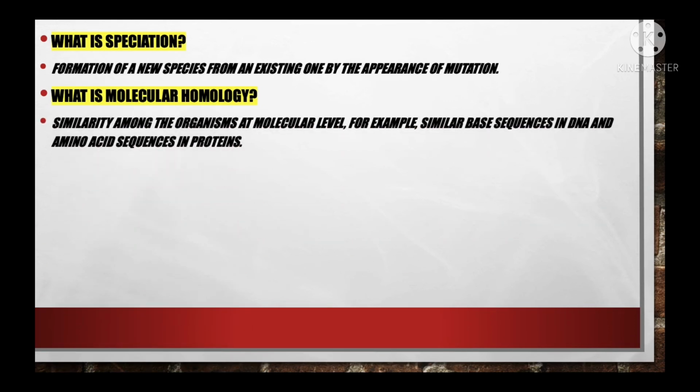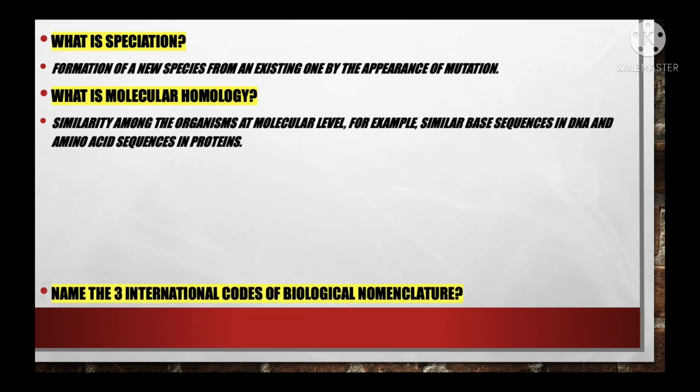What is molecular homology? Similarity among organisms at the molecular level, for example similar base sequences in DNA and amino acid sequences in proteins, is known as molecular homology. So, it is an important concept in modern evolutionary biology used to test the relationships between modern taxa and to examine the evolutionary process driving evolution at a molecular level. It is a rapidly changing field and one that students who wish to explore evolution should surely understand.